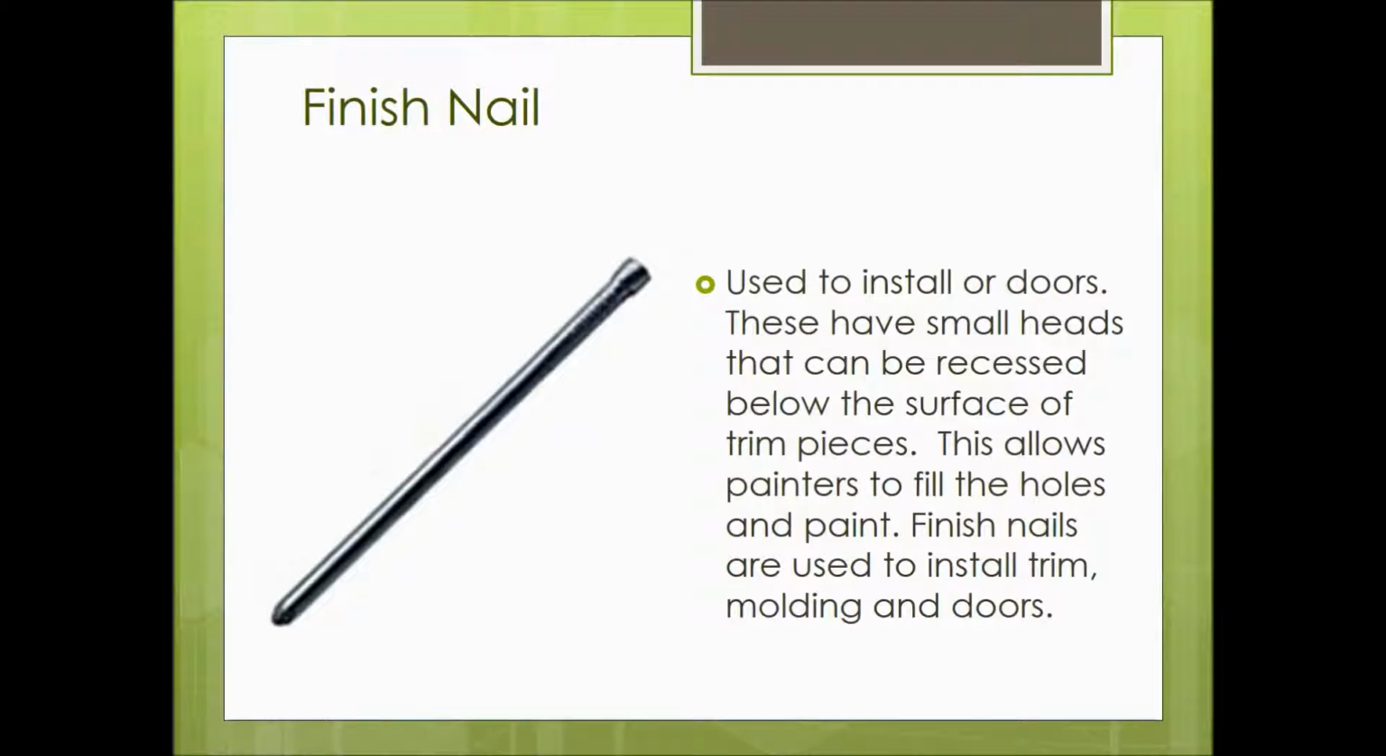So they make the nails with a small head, that way when the trim carpenter drives the nail up, he can take what's called a nail set and actually recess the head of this nail below the surface of the trim. And when the painters come along, they put a little bit of caulk or a little bit of filler in that hole that's made when you recess the nail, and paint over it, and you can't see it.